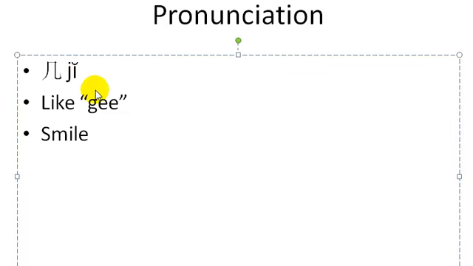Here we have ji, and it sounds like G, like in Gee Whiz. And you have the smile going and the third tone. So it sounds like this. Ji, ji. In the beginning, sometimes new learners don't get their third tones to go deep enough or pronounced enough. So practice that if you need to.